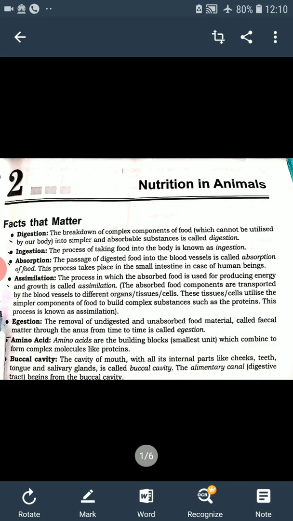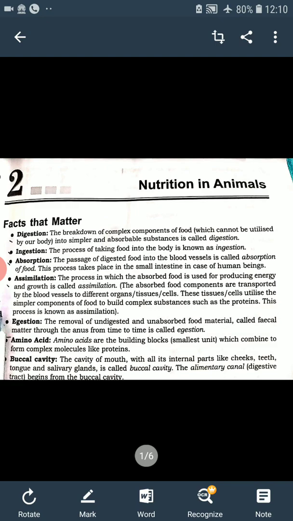In digestion, as you can see in the first point I have mentioned, the breakdown of complex components of food which cannot be utilized by our body into simpler and absorbable substances is called digestion. So what do you mean by digestion here? Whatever food we are eating generally comes in solid or hard form, which means complex components, which we cannot easily swallow and digest in our different organs.